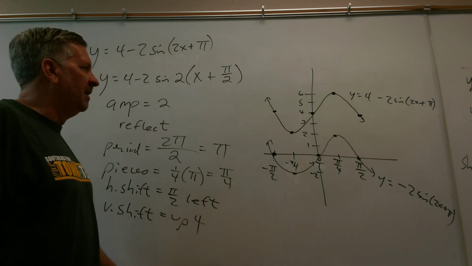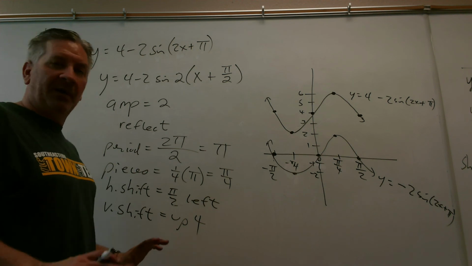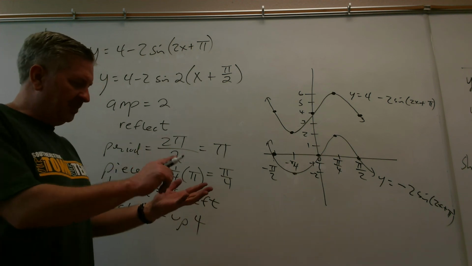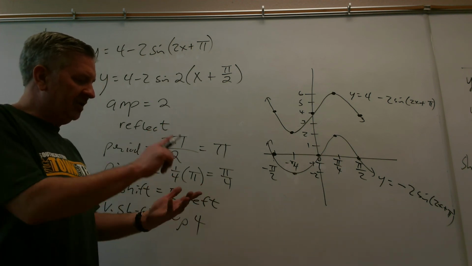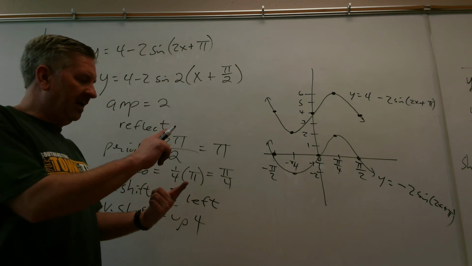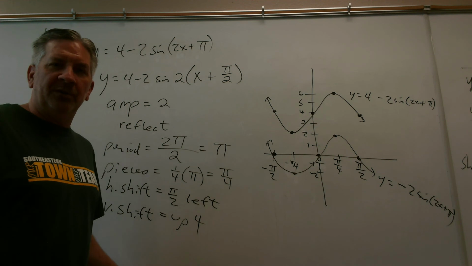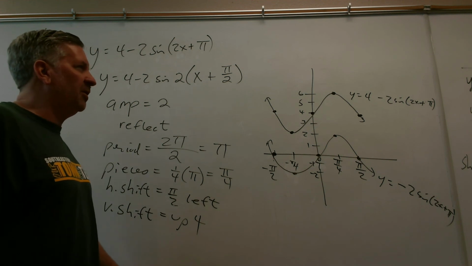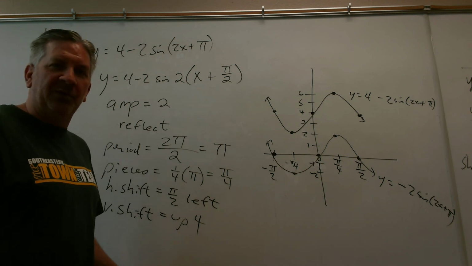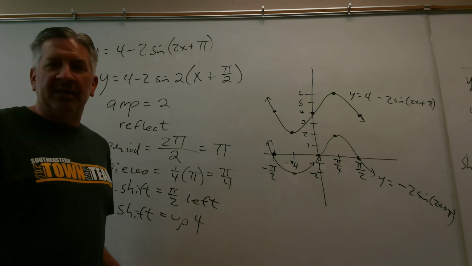So that's how you graph everything with sine and cosine: period change, horizontal shift, vertical shift, amplitude change, and reflection over the x-axis. Those are the 5 things now we know how to change. So in the next section, we're going to do the same sort of thing with the tangent and the cotangent function, and so that's what the next video will be about.